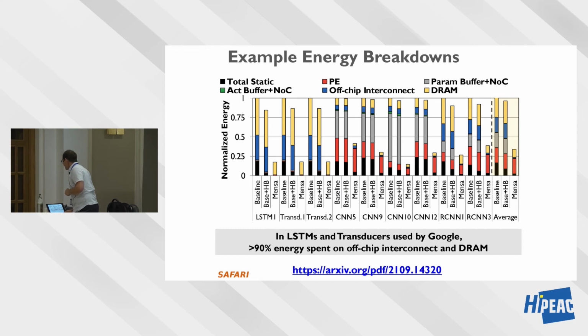If you look at LSTMs and transducers, this is the energy breakdown with high bandwidth memory. Most of the energy is in DRAM and off-chip interconnect. So this kind of answers your question. Although it doesn't completely answer it because inside DRAM there's a lot of interconnect as well. So essentially, most of the energy is dominated by memory.